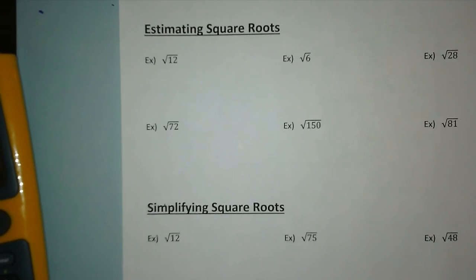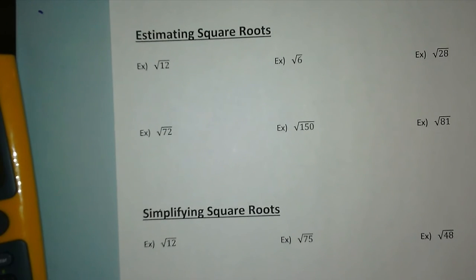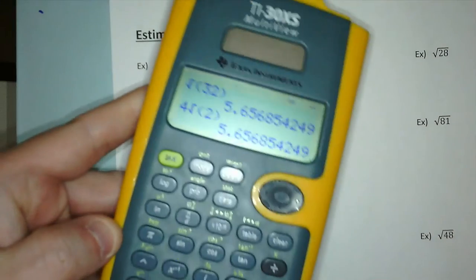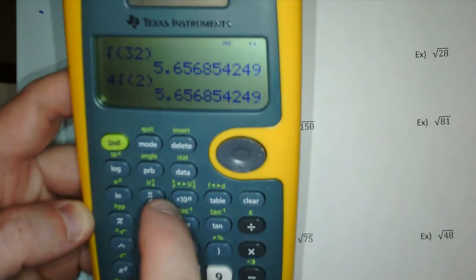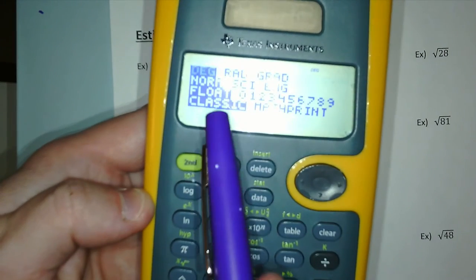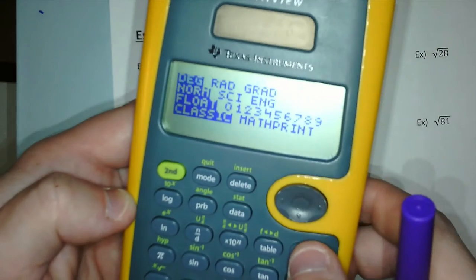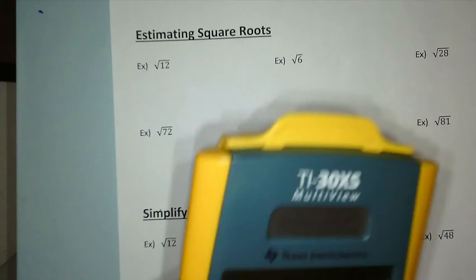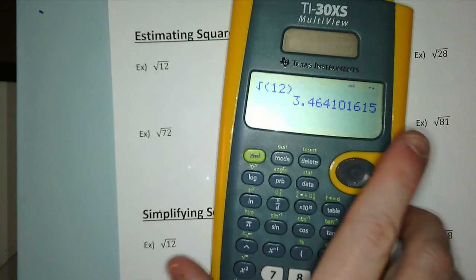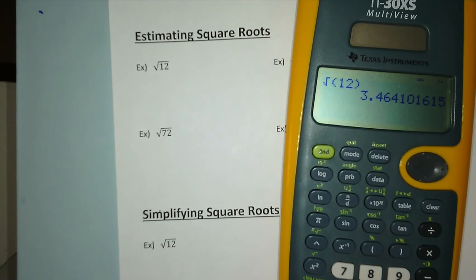Let's do a bunch of examples and give you the idea. Again, estimating square roots. Now this calculator, if you have one just like it, actually needs to be in classic mode. There are modes and settings to a lot of calculators. So if you type in the square root of 12 and it doesn't say that, then your calculator must need a different mode or setting.